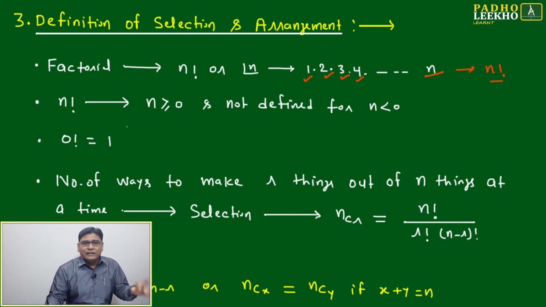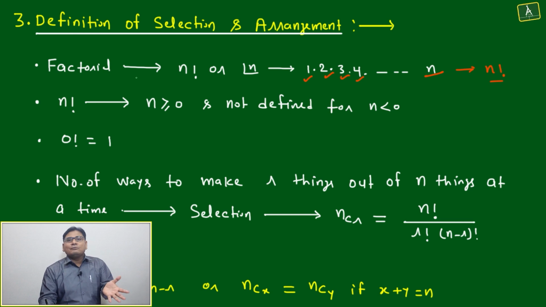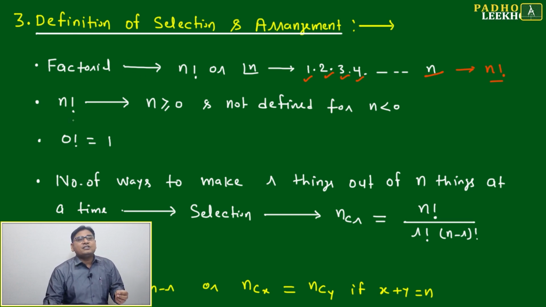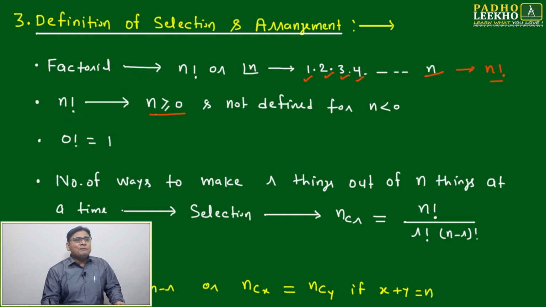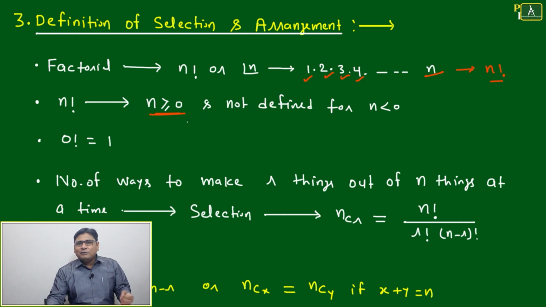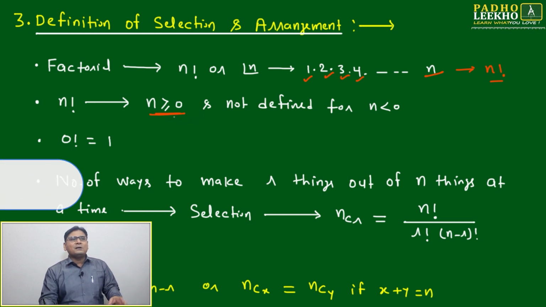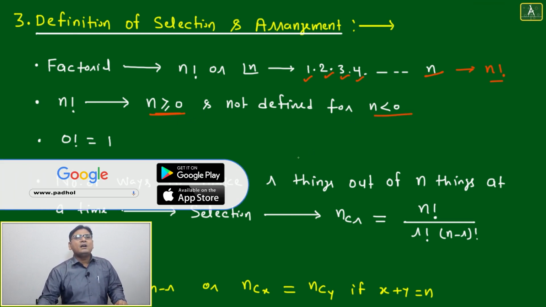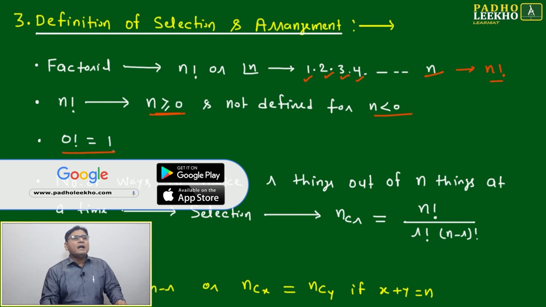Any of the formulas, any of the understanding, or any of the theorems will work based on factorial. N factorial is always defined for a positive number, or 0. N is greater than or equal to 0. It is not defined for negative numbers, and 0 factorial is equal to 1.